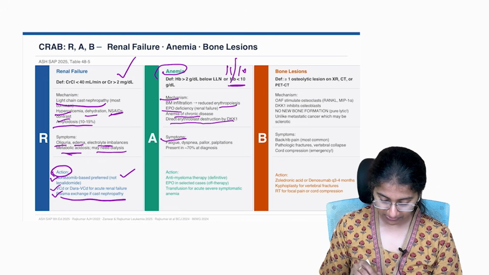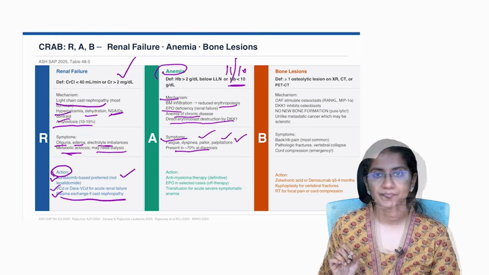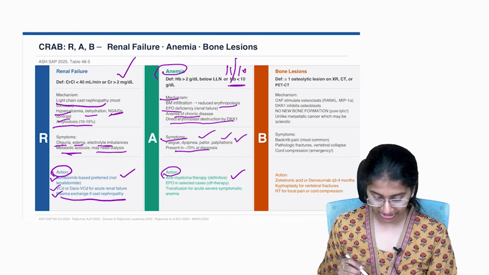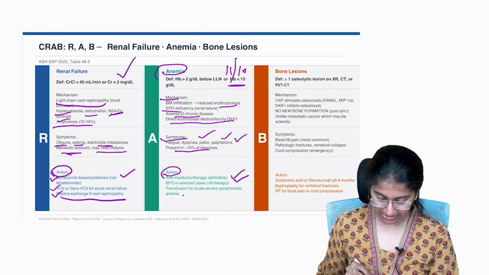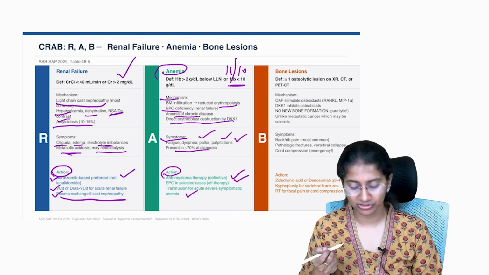Then come the symptoms: fatigue, dyspnea, pallor, palpitations, present in 70% at diagnosis. What action has to be taken? We have to start anti-myeloma therapy, which is definitive, EPO in selected cases, and transfusion for acute severe symptomatic anemia. We need to give blood transfusions.